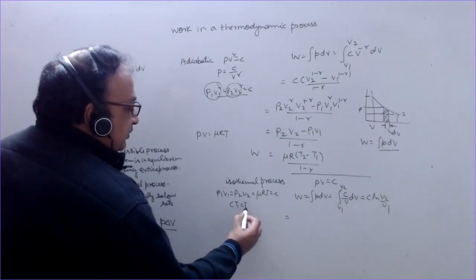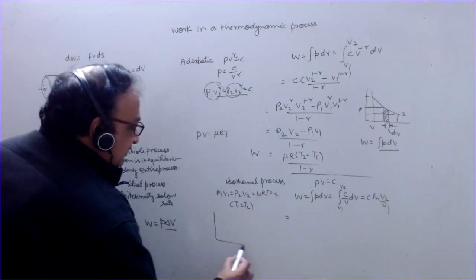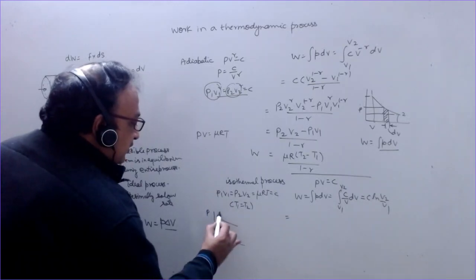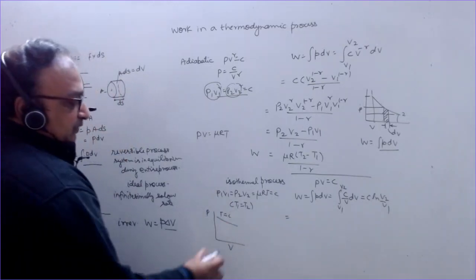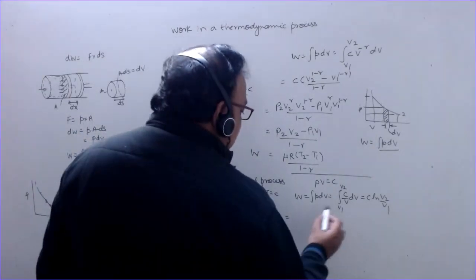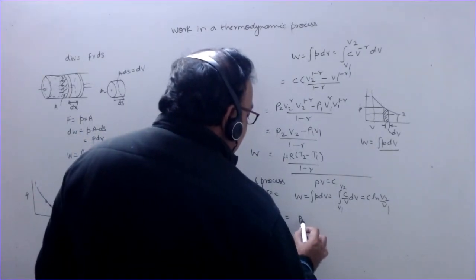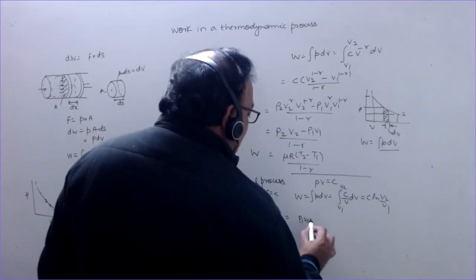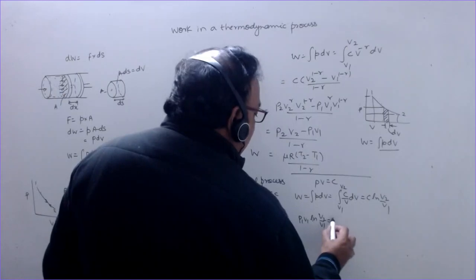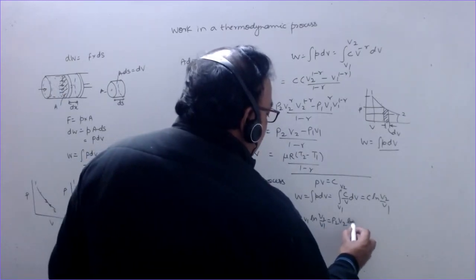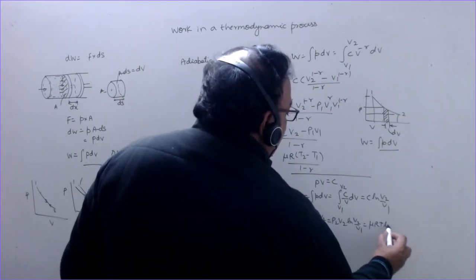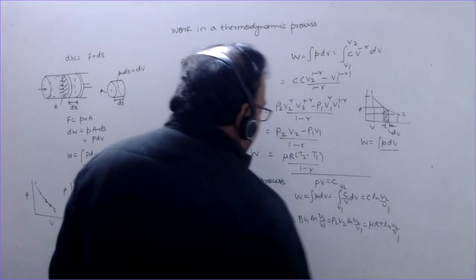T1 equal to T2. If this is the process, temperature is constant for this, or PV equal to constant on all these points 1 to 2. So putting the value of C here, P1 V1 log of V2 by V1, or P2 V2 log of V2 by V1, or mu RT log of V2 by V1.